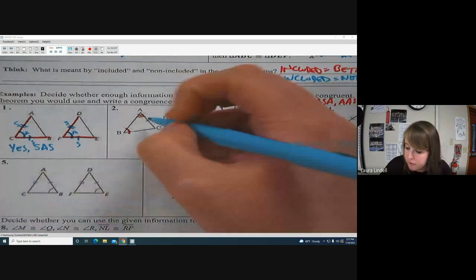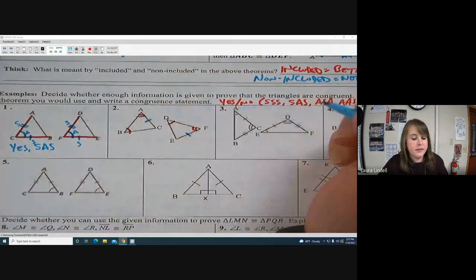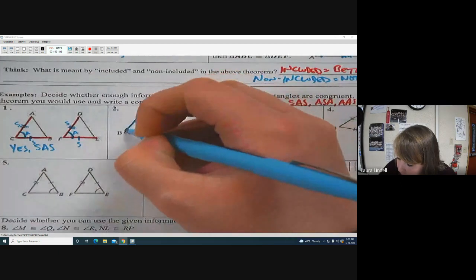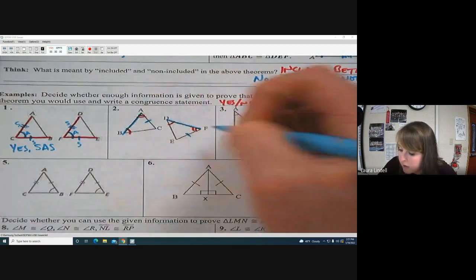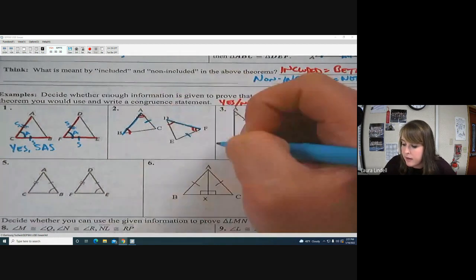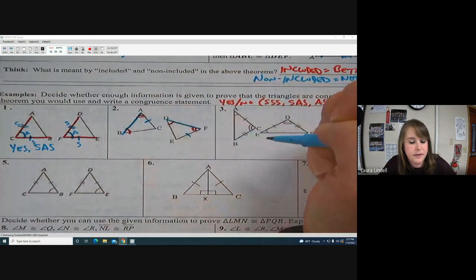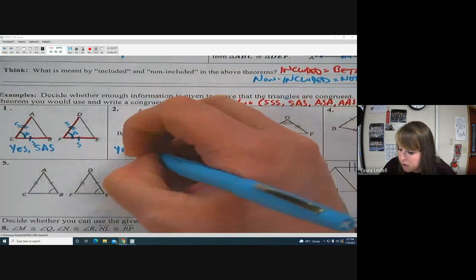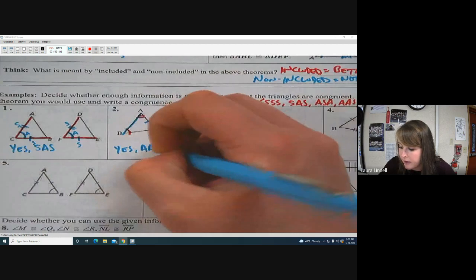So we have two angles and we have one pair of sides. And so if I draw a line connecting my two angles, you might notice that the side that I have information marked on is not that side. It's not in between the two angles. So in this case, our answer is yes, they are congruent, but it's angle, angle, side.